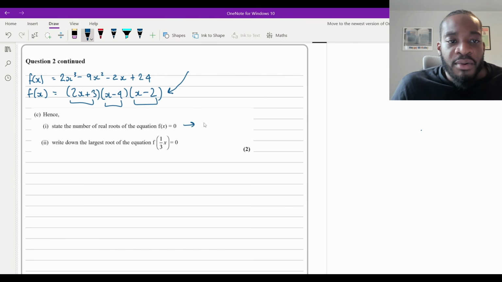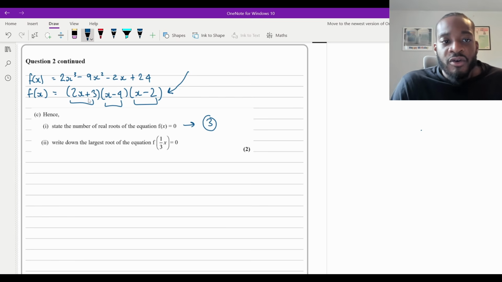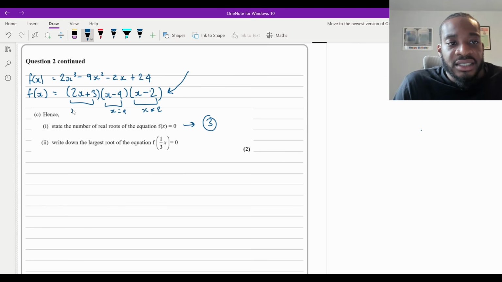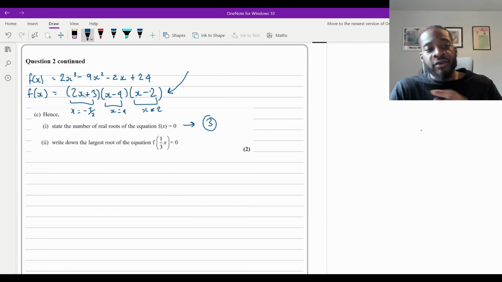So the answer for part I is just 3. There are 3 roots. One at 2x plus 3 equals 0, which is minus 3 over 2, one at x minus 4 equals 0, which is 4, and one at x equals 2. Let me write this here. So x equals 2 is one root, x equals 4, and x equals negative 3 over 2. When you solve that, make it equal to 0. So there are three roots.